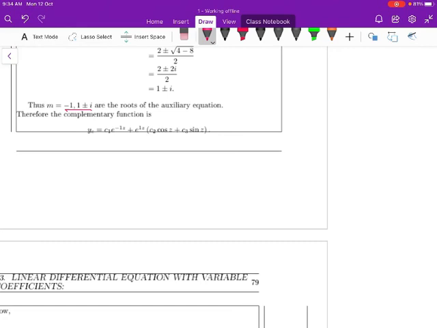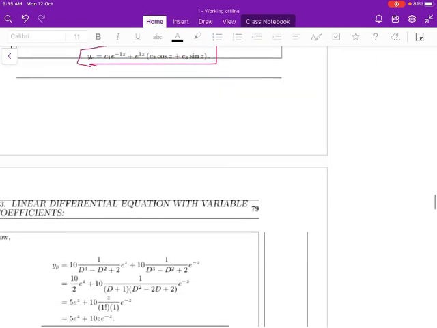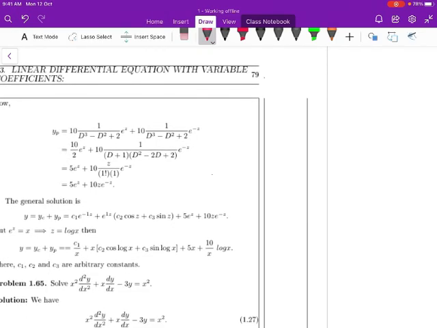Therefore, the general solution of the homogeneous equation is c1 into e power minus z plus e power z into c2 cos z plus c3 sin z, where c1, c2, c3 are the arbitrary constants. So now we'll move to the particular integral.